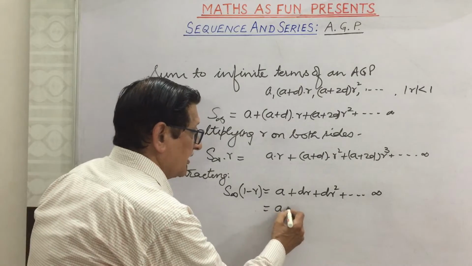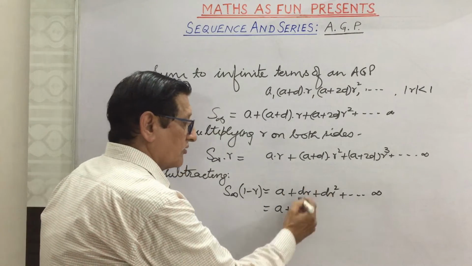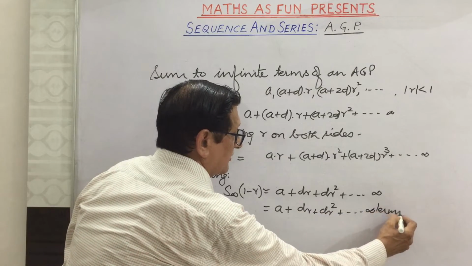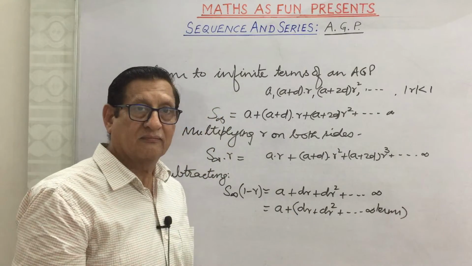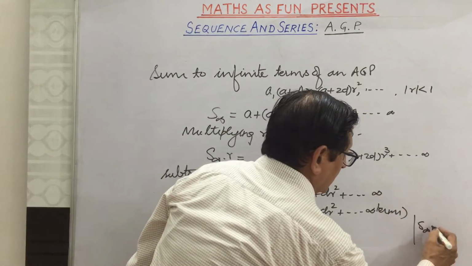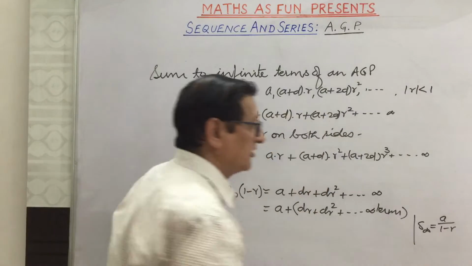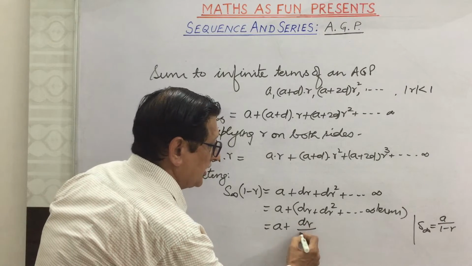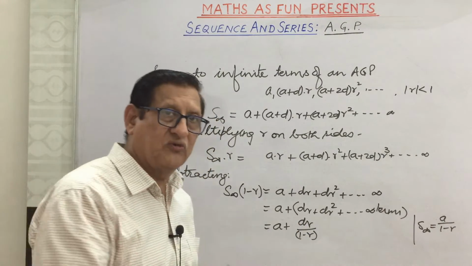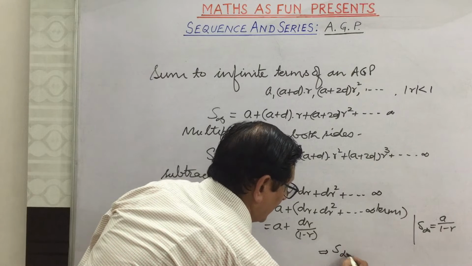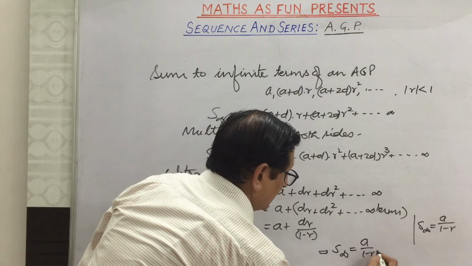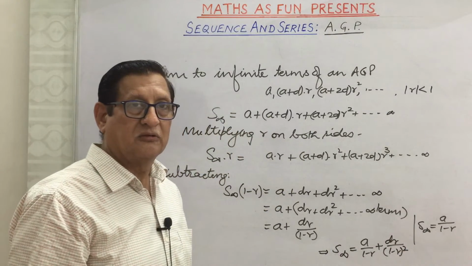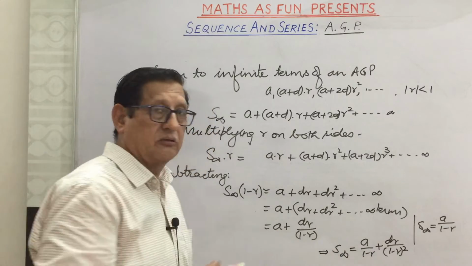Can we write this as a plus dr plus dr square plus so on, infinite terms of a GP? And we know the sum of infinite terms of a GP is given by a upon 1 minus r. So here we can say it will be (a plus dr) upon 1 minus r. So the sum of infinite terms will be given by a upon 1 minus r plus dr upon (1 minus r) whole square.